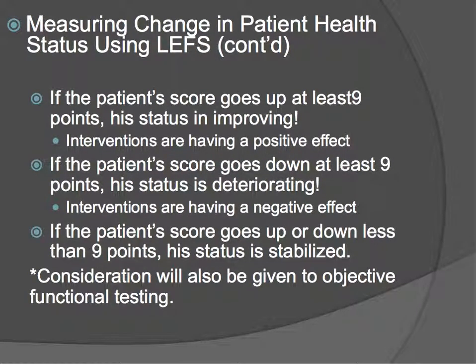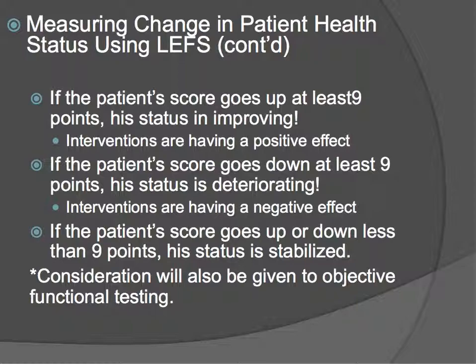So as we continue, if the patient's score goes up at least 9 points, the clinician can assume that the patient's health status is improving, and whatever interventions have been embarked on have a positive effect on the athlete's health. If the patient's score goes down at least 9 points, then the patient's health status is deteriorating. This means that the interventions are having a negative effect on the athlete's health.